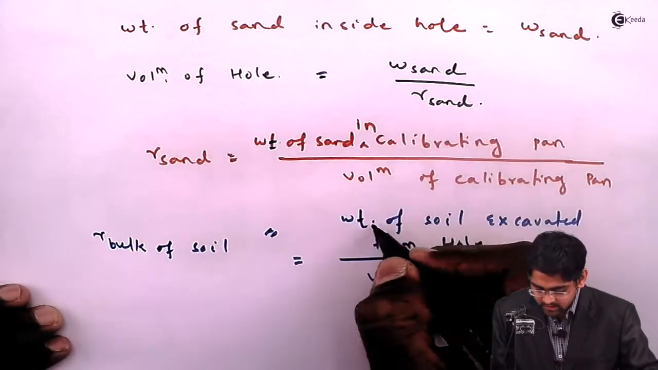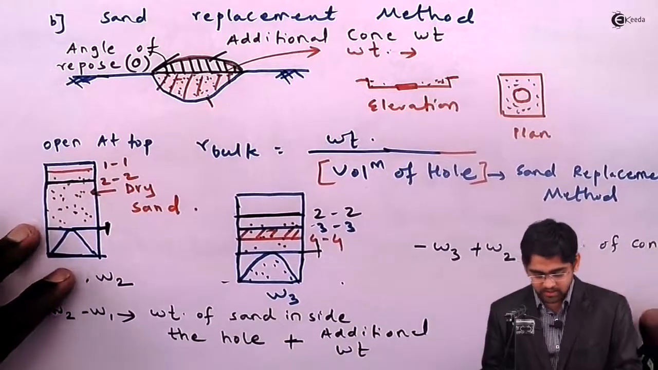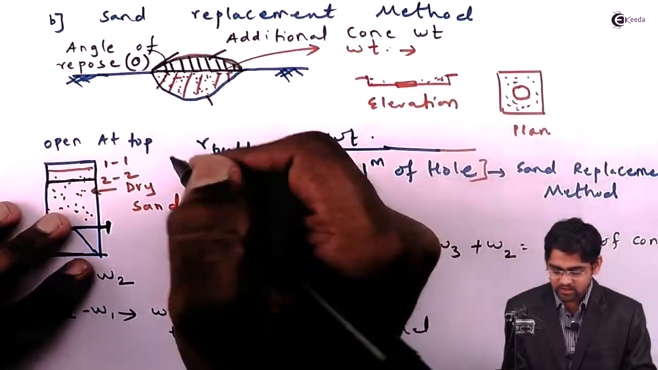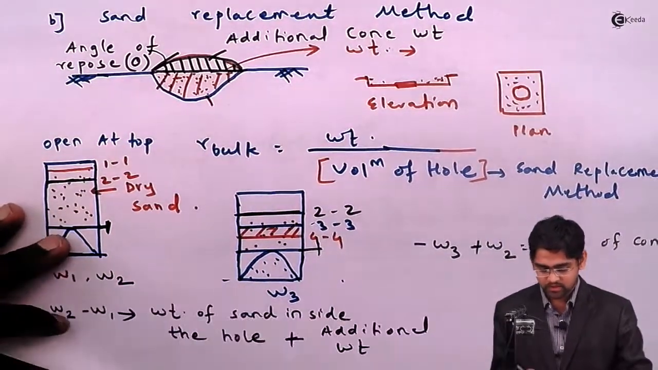So this is the classical way, the sand replacement method, by which you just measure the volume of a hole.